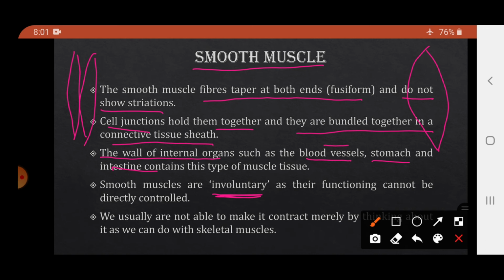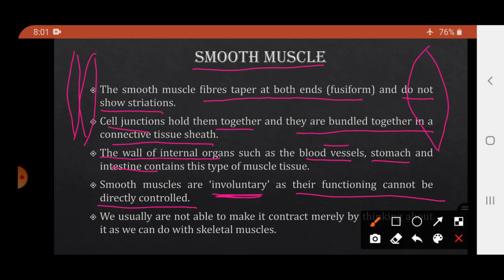So basically smooth muscles कैसे होते हैं? Involuntary. It means that their functioning cannot be directly controlled. अपने खुद से हम उसको कंट्रोल नहीं कर सकते. So skeletal muscles जो होते हैं वो कैसे muscles होते हैं? Voluntary. What are voluntary muscles? Those muscles which work according to our will.